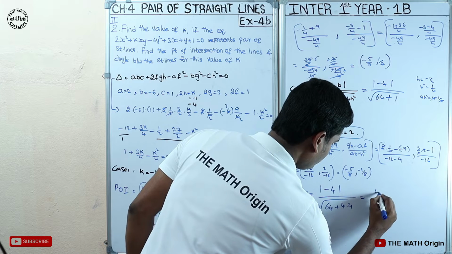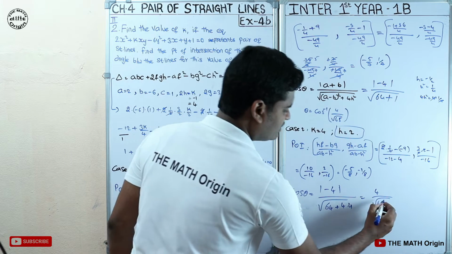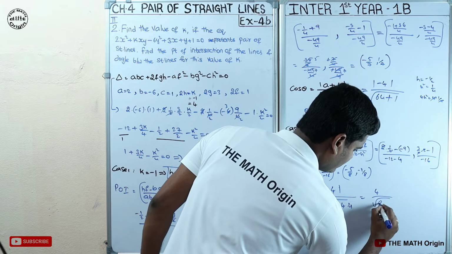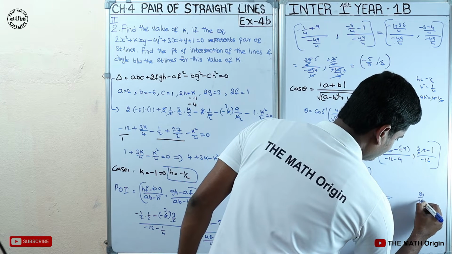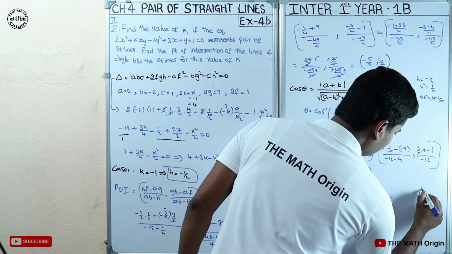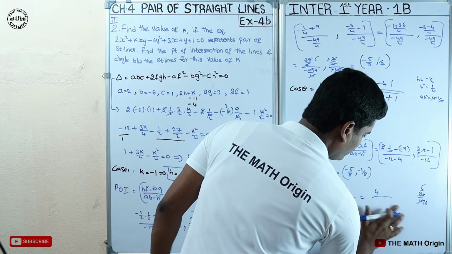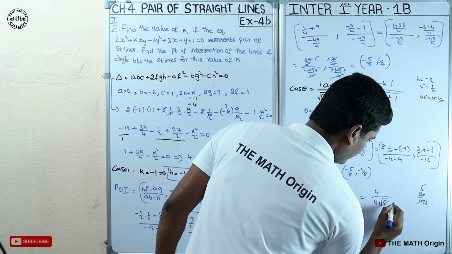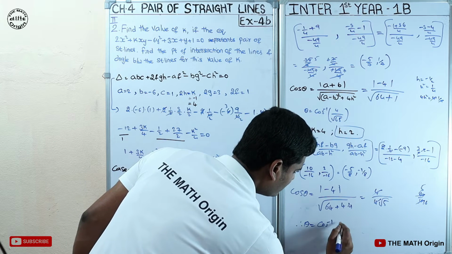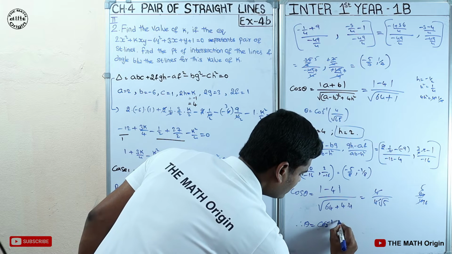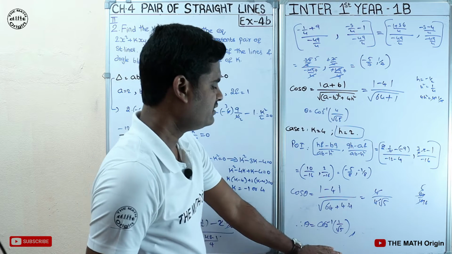Okay, therefore that is equal to 4 by root of 64 plus 16. 64 plus 16 is 80. Okay, 80 I can take as 16 into 5. So it will be 4 root 5. 4 is cancelled. Therefore theta is equal to cos inverse 1 by root 5.